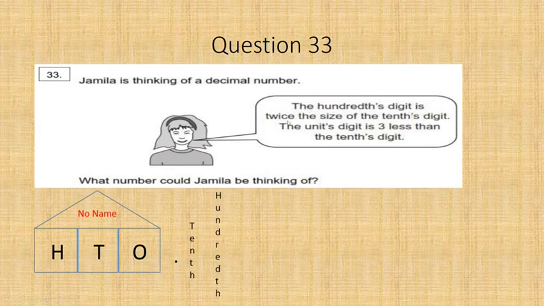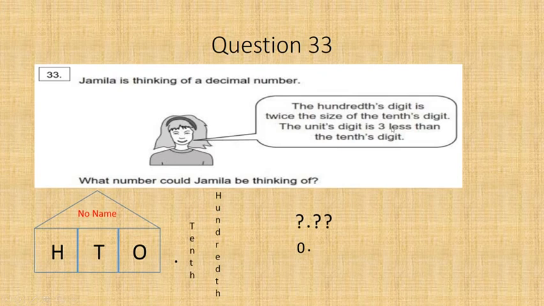The 100th digit is twice the size of the 10th digit, and the units digit is 3 less than the 10th digit. So actually I have 3 digits and 3 decimals, because I have the ones here, which means the units, the 10th and 100th. So let's start with the bottom thing here. The last thing that it ends with, I will start with. I will just choose the units digit. Let's start with the 0. First, it's a decimal number, so put the decimal point. And I will start the units with the 0.